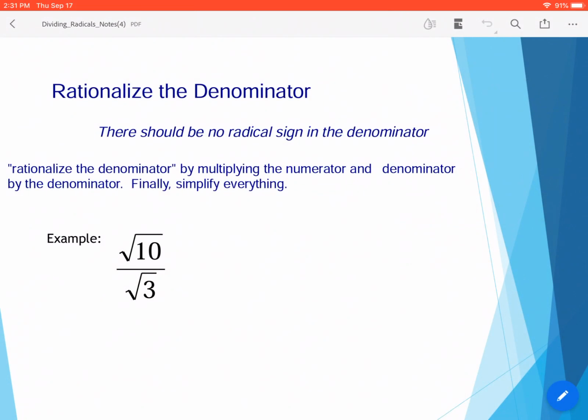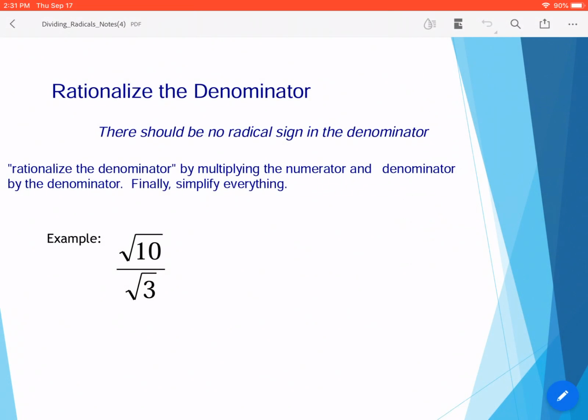Okay, these are the notes for dividing radicals. All right, so we've done adding, subtracting, multiplying, and now the last thing to do is dividing. This gets a little tricky, so just pay attention. And again, you can always go back and watch this video as much as you want.